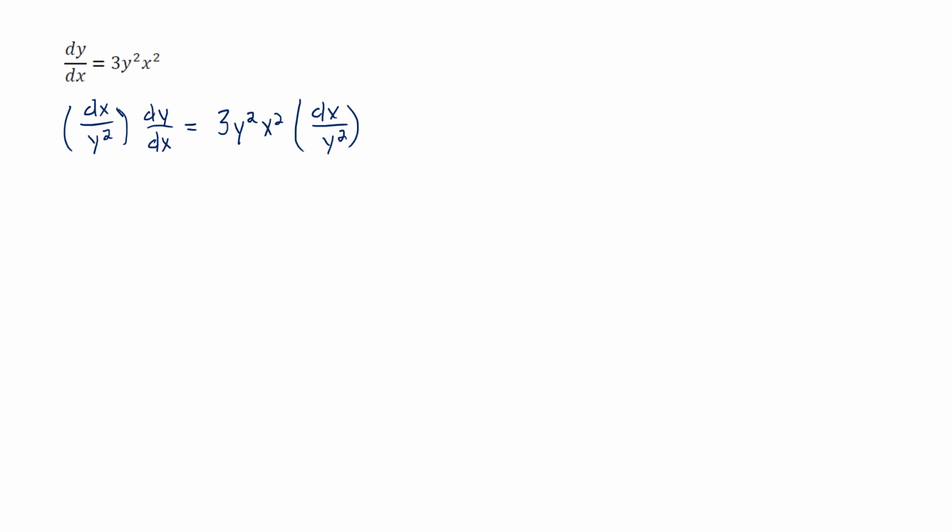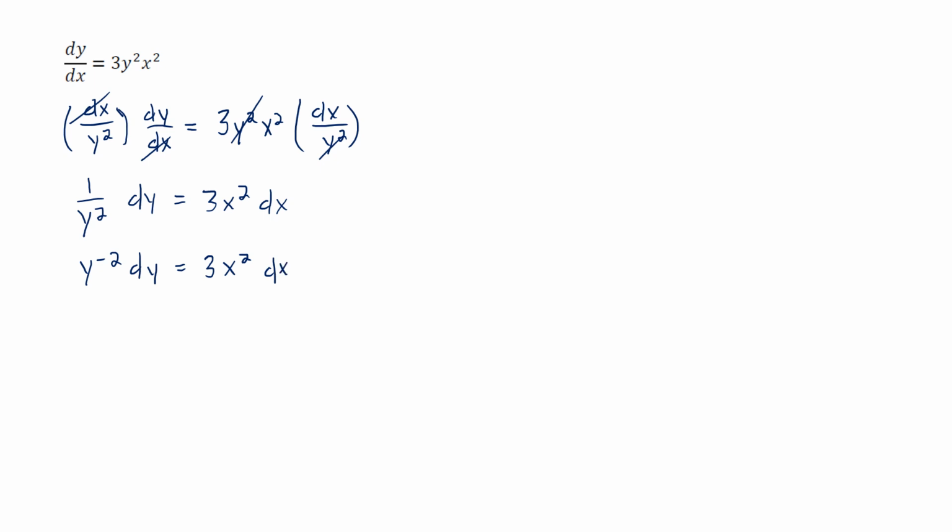So now I can simplify. So my dx's cancel on the left and my y squares cancel on the right, leaving me 1 over y squared dy equals 3x squared dx. Okay. I'm going to move my y squared to the numerator, making my exponent negative. It's just easier to integrate.